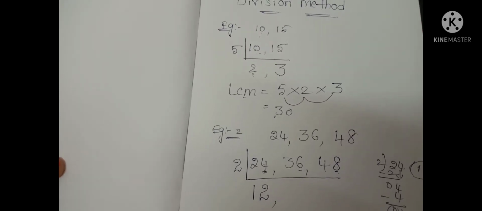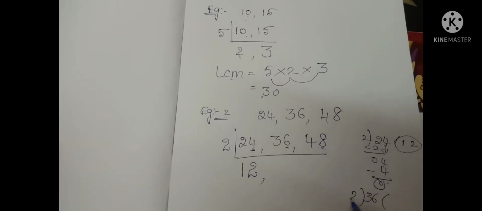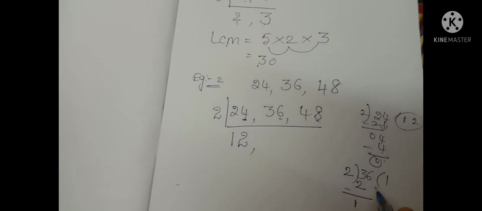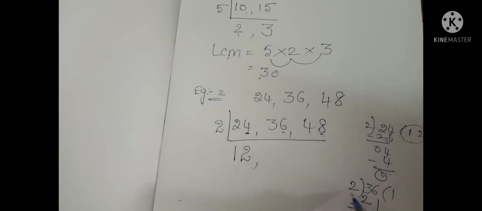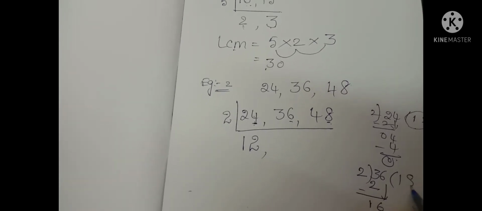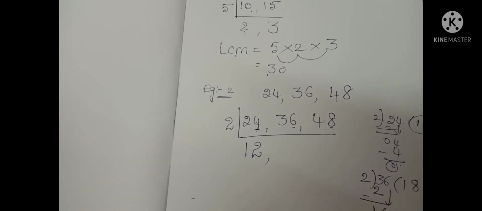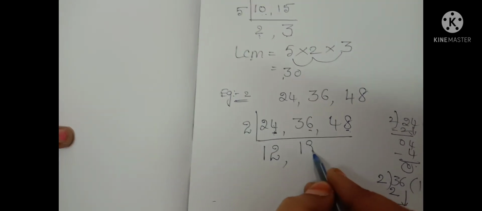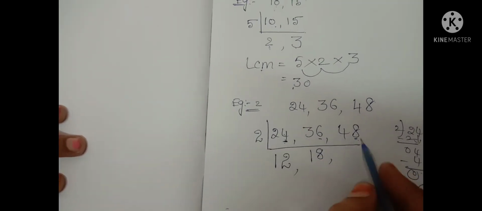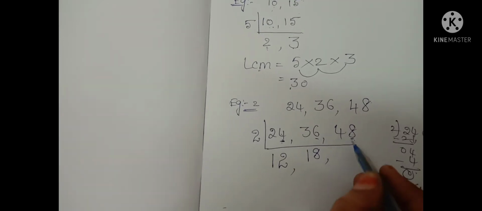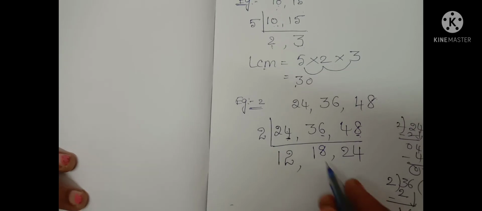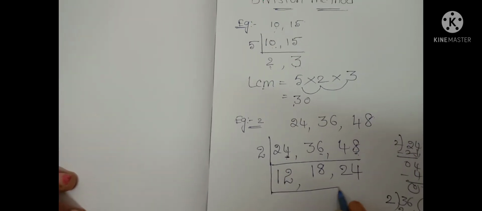For this also, like that only. Do division. 2 table, 2 ones 2, 3 minus 2 is 1, 6 bring down. In the 2 table, 16 how many times? 8 times. 2 8s are 16. Remainder is 0. That means how many times is it possible? 18 times. In the 2 table, 48 how many times? Like that only, do division. I am writing directly now. 2 24s are 48.